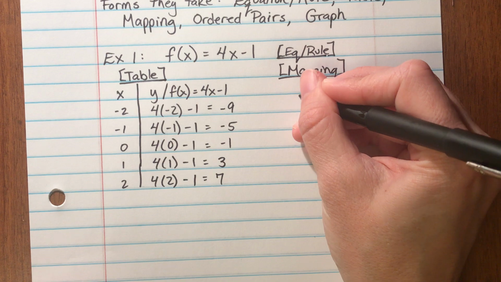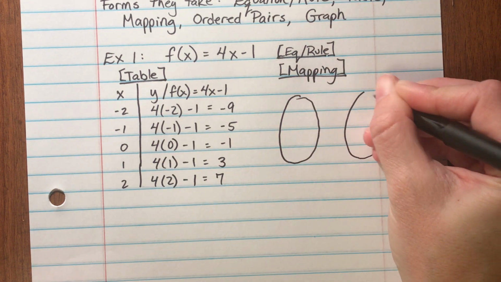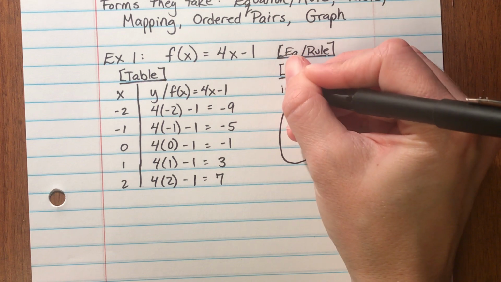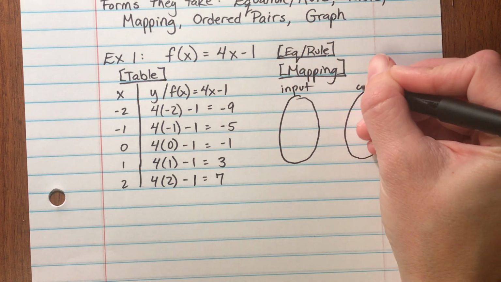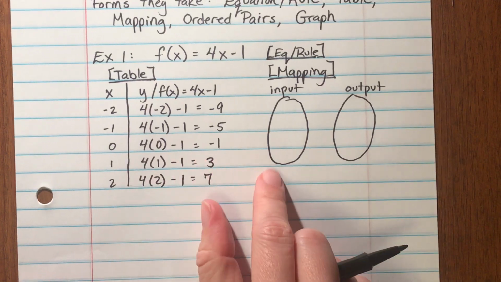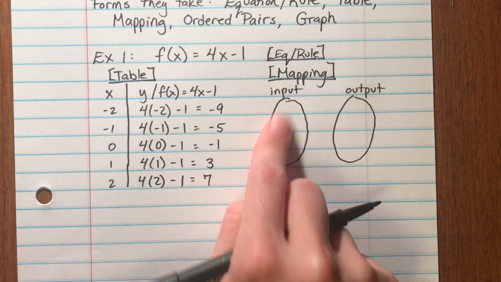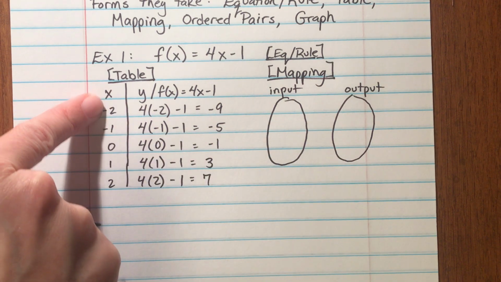Now, a mapping is actually 2 circles. So they represent inputs and outputs as well. So this first circle is going to represent the inputs. Second is going to represent the outputs. So it's very similar to a table, only the representation is different because notice here I'm going to put my inputs all in this circle. Now I am going to keep it least to greatest.